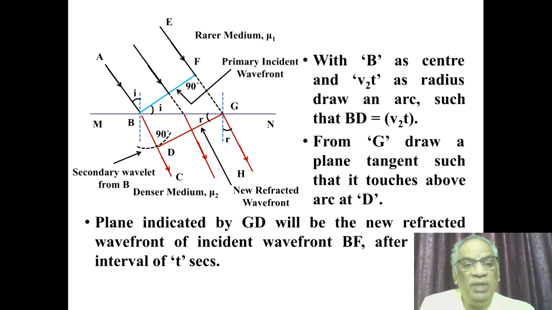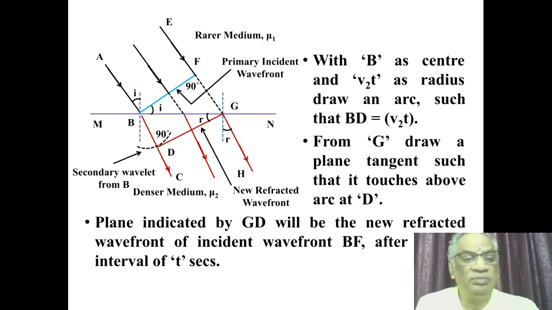Now, with B as center and V2t as radius, draw an arc such that BD is equal to V2t. Now, from point G, draw a plane tangent such that it touches the above arc at the point D. Now, the line joining the points G to D will be the new refracted wavefront of incident wavefront BF after a time interval of t seconds.